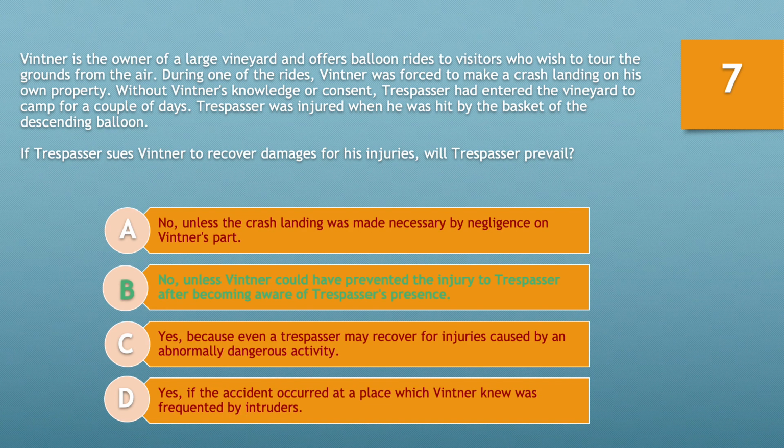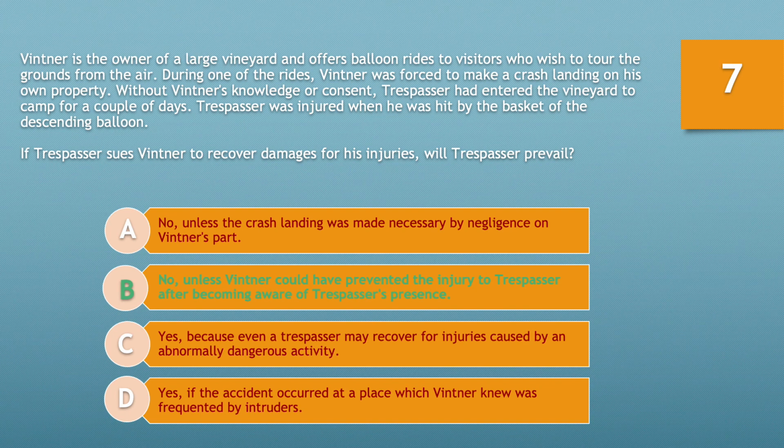If you chose option B, you'd be correct. No, unless Vintner could have prevented the injury to trespasser after becoming aware of trespassers' presence. There is no duty of care owed to undiscovered trespassers because undiscovered trespassers are unforeseeable victims. However, if discovered, an owner of land owes the trespasser a duty of reasonable care. In this case, trespasser was undiscovered, so Vintner would not be liable unless he could have prevented the injury to trespasser after becoming aware of trespassers' presence.